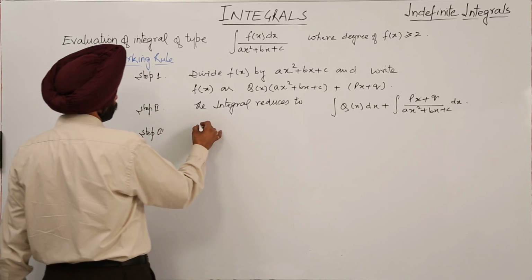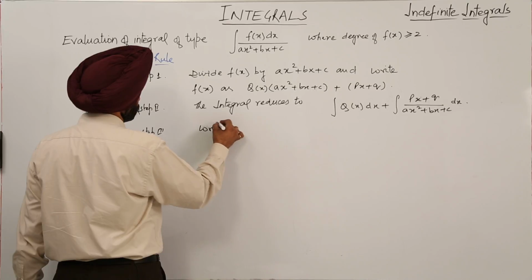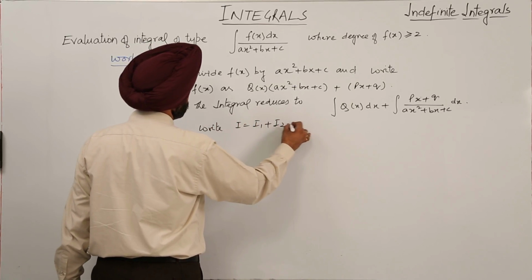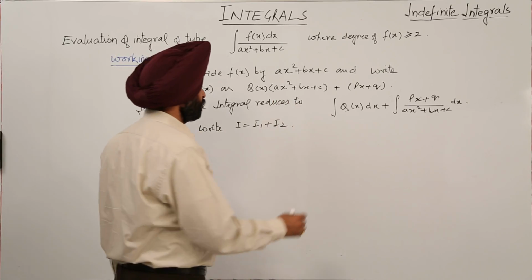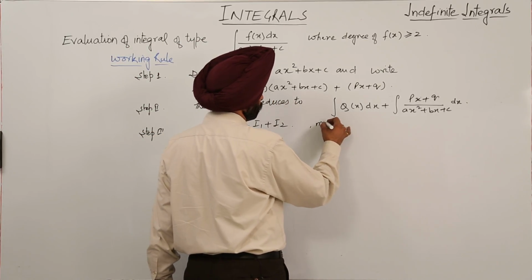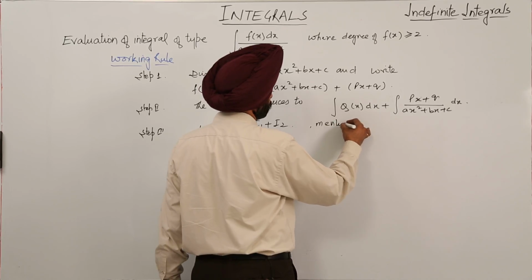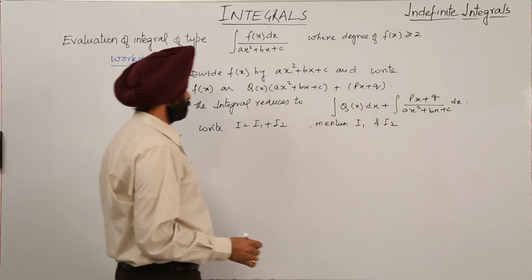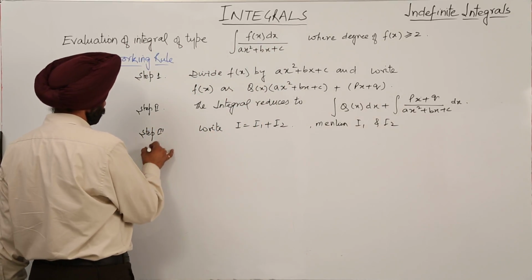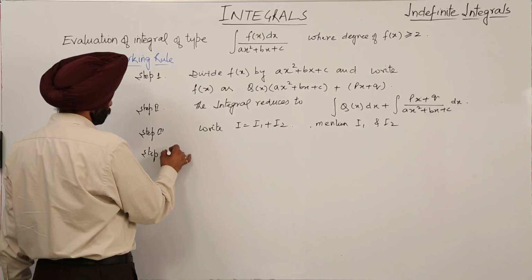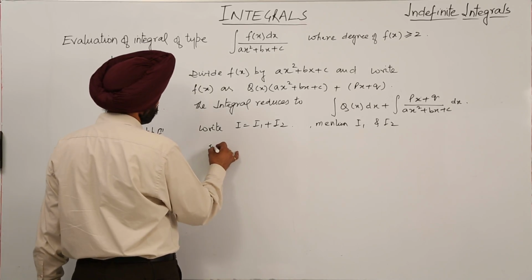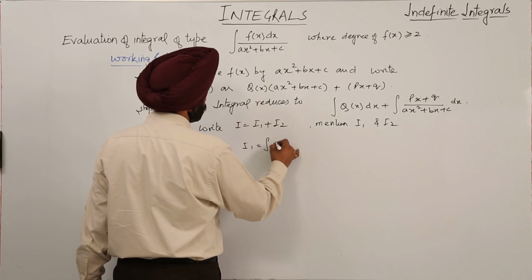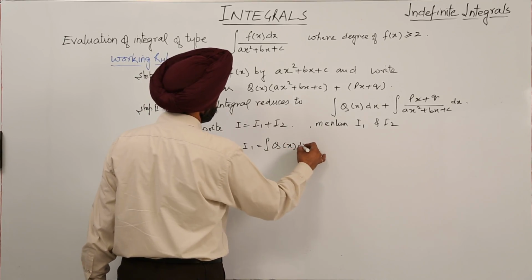Step 3, write I is equal to I1 plus I2 and mention I1 and I2. Step 4, solve I1 is equal to integration of q(x) dx.